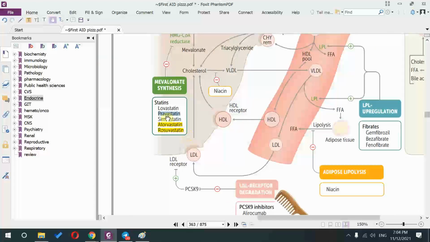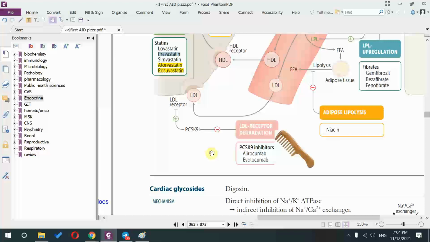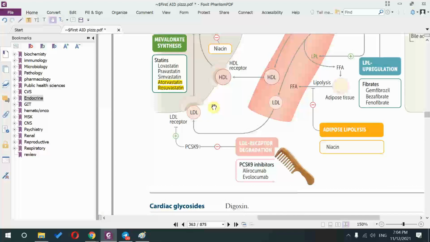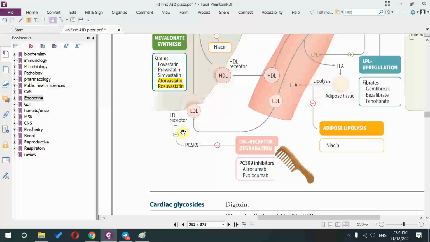Pravastatin does not work through cytochrome P450. Atorvastatin and rosuvastatin are among the most potent drugs. You can see here the LDL receptor, which consumes the what? The LDL, and brings it back to the liver. There is something called PCSK9. This PCSK9 basically leads to degradation of the LDL receptor.